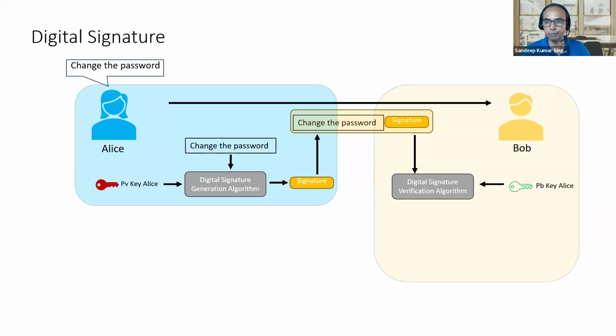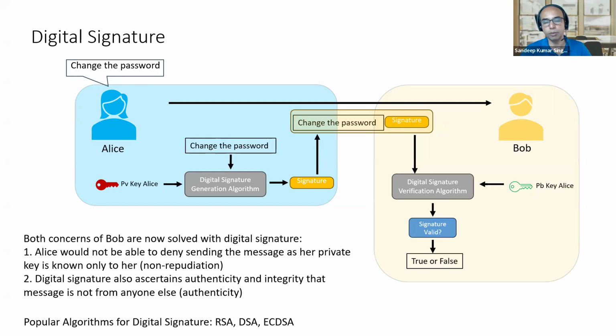So here Bob's private and public key don't come into the picture, because it's all about signing. It is not about encryption, right? And once he uses the public key of Alice, he would be able to check whether it is a valid signature or not. If the signature is valid, that means the message came from Alice. So Bob's concern that Alice could deny sending the message is solved, because it's coming signed from her side.